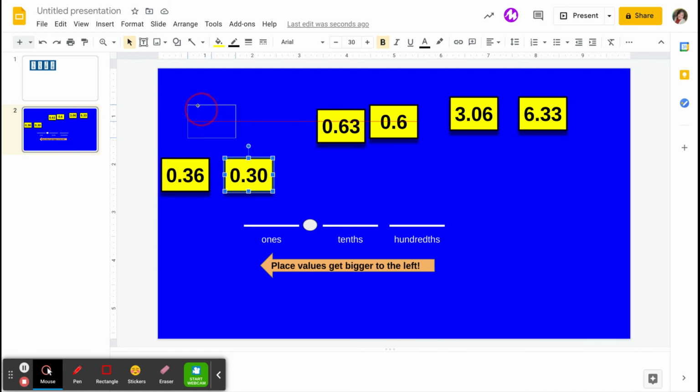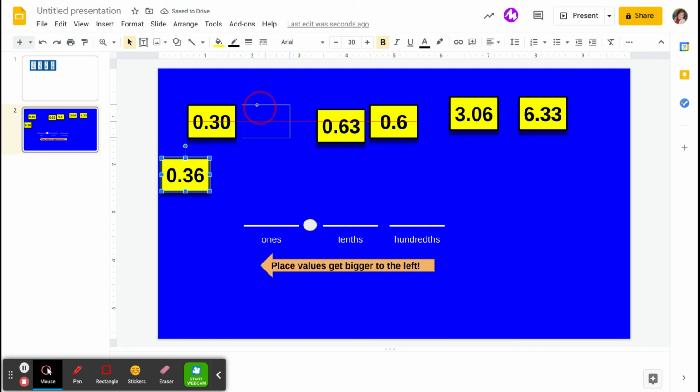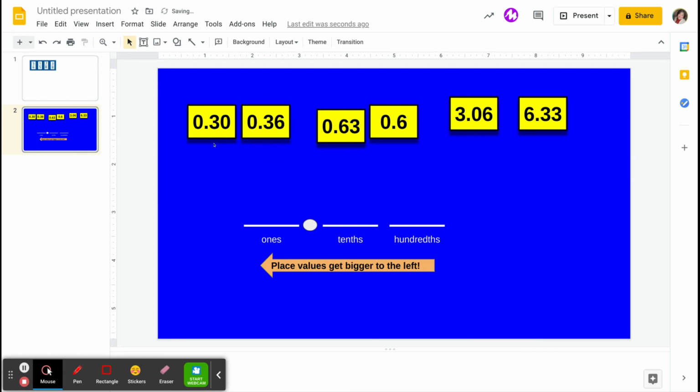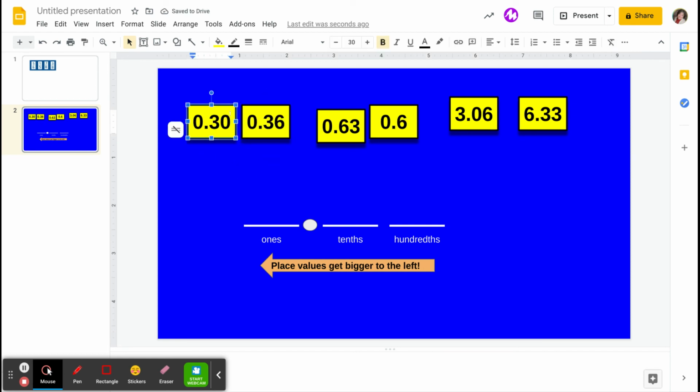So I'm going to move this one up here to my smallest spot. And then this decimal comes right here to the next bigger one. I'm going to take that 0 back off so that it matches my problem on the form. So 0 and 3 tenths, 0 and 3 tenths, and 6 more hundredths. So this one has 6 hundredths more.